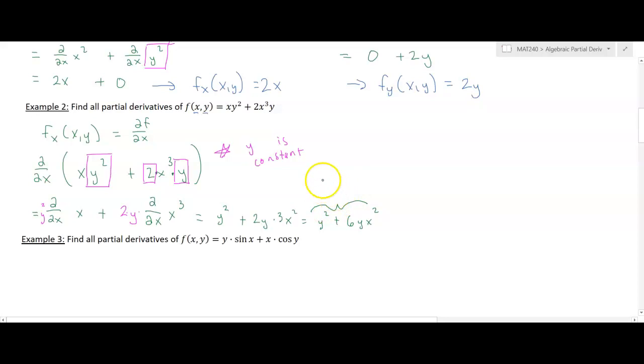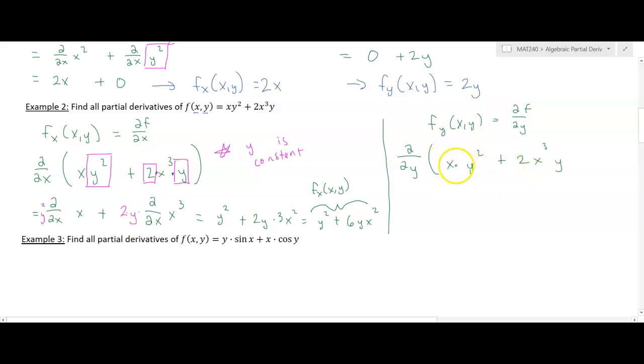Now what we've just calculated here is the partial derivative of f with respect to x. And that completes our derivative here. Now for the second partial, which we're now going to do, f sub y of xy, again, just alternatively can be written as df dy. We're going to take the same derivative, but now our variable of differentiation is going to be y, and we're taking the derivative of xy squared plus 2x cubed y.